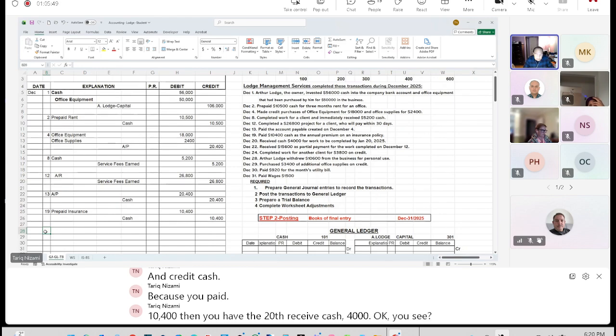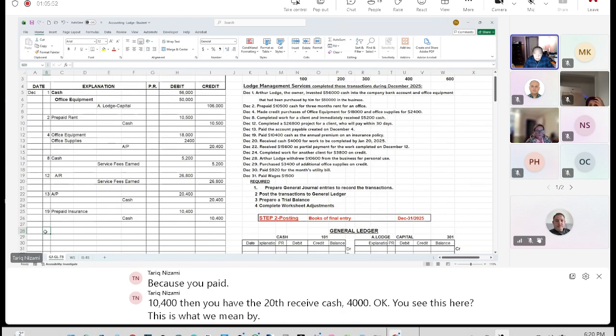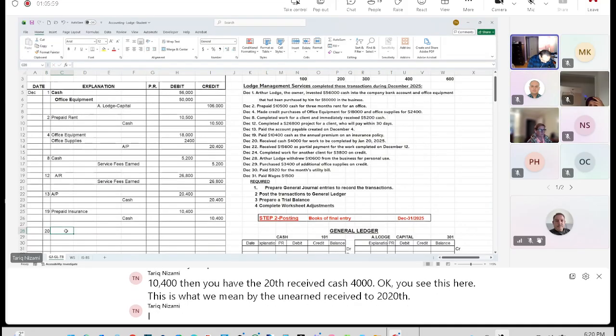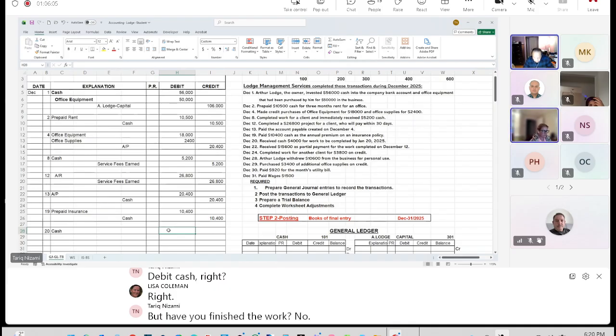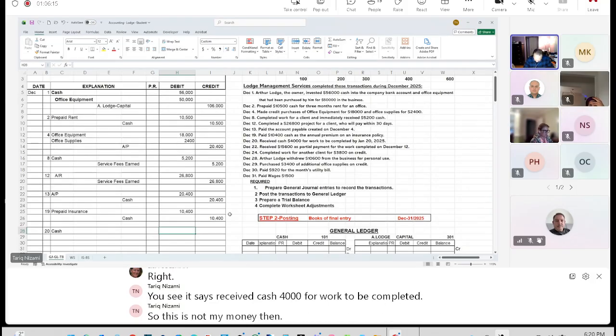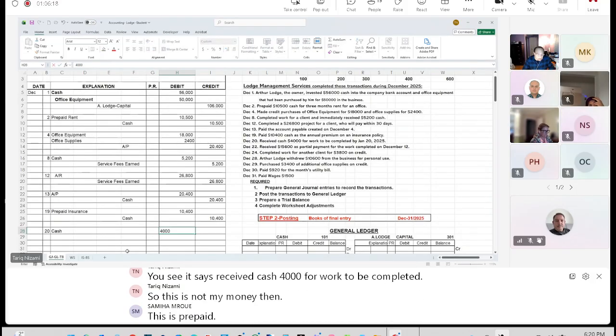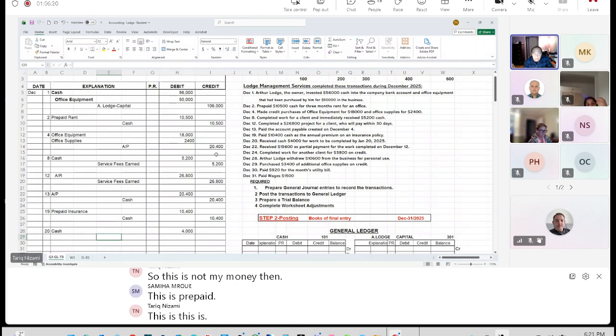Okay, you see this here? This is what we mean by the unearned. Received on the 20th. Debit cash, right? But have you finished the work? No. You see, it says received cash 4,000 for work to be completed. So this is not my money then. This is prepaid. This is unearned. Yes, this is unearned, because look, it has to be completed by next year.